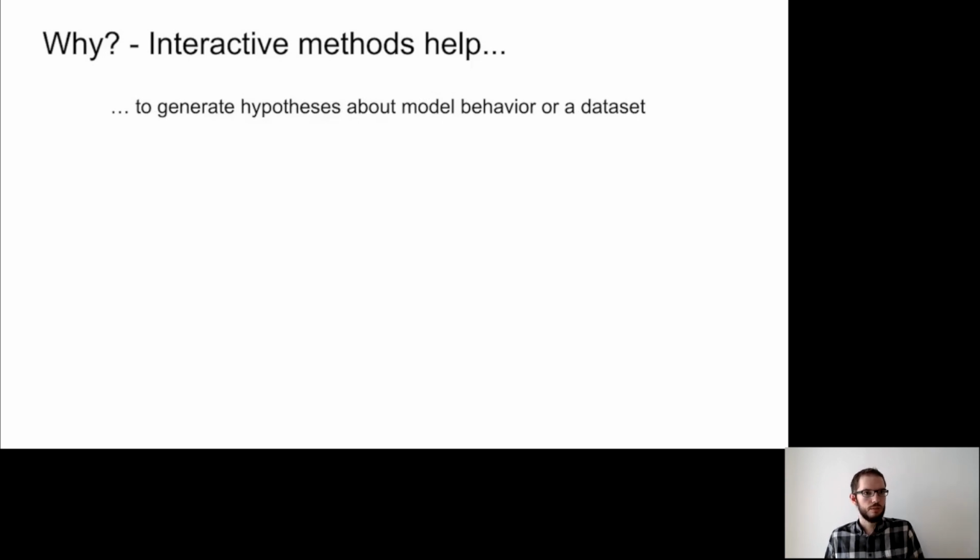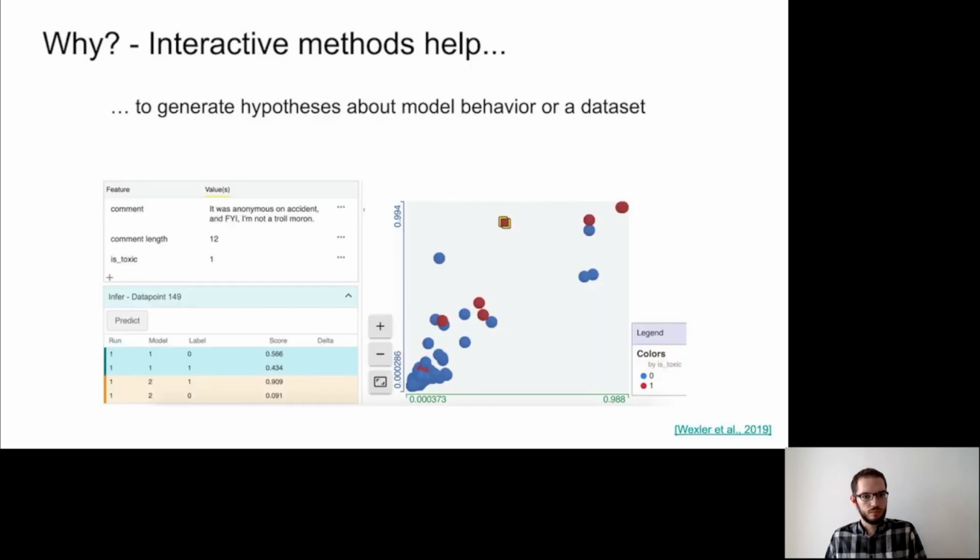The second advantage of interactive methods is that it can generate hypotheses about the model behavior or a data set. To give you another example here, we have, again, a model comparison. In this case, we have 2 toxicity classifiers, and we want to know which of the 2 toxicity classifiers works better. Now, one thing we could do is plot them into a scatter graph, where on the x-axis we plot the probability of a data point under model 1, and on the y-axis we plot the probability under model 2. Immediately we can see that there are some outlier data points where one model assigns a high probability and the other one a low probability.